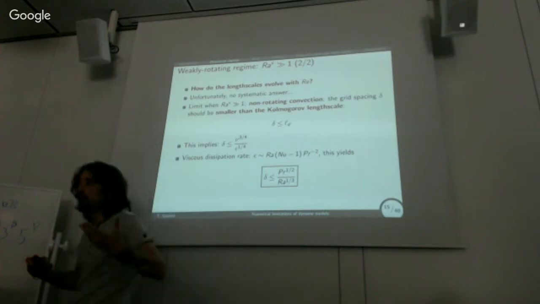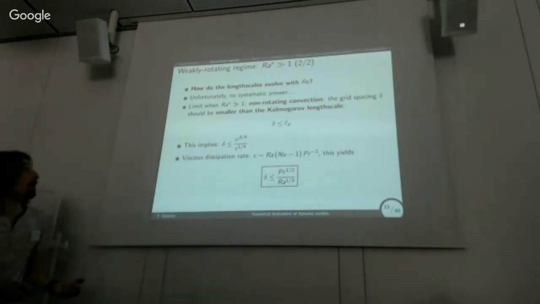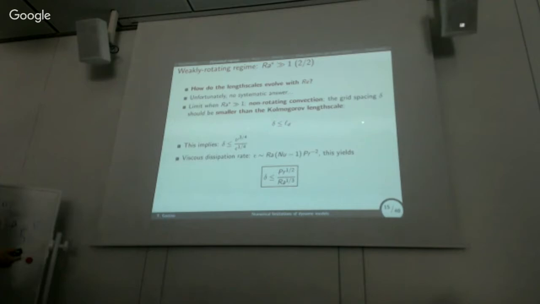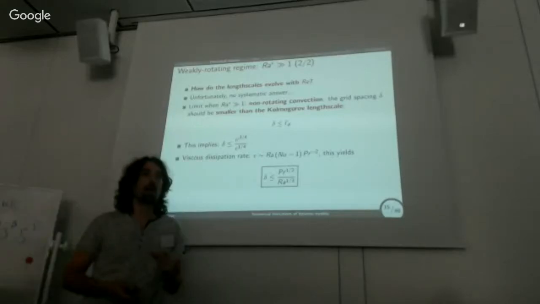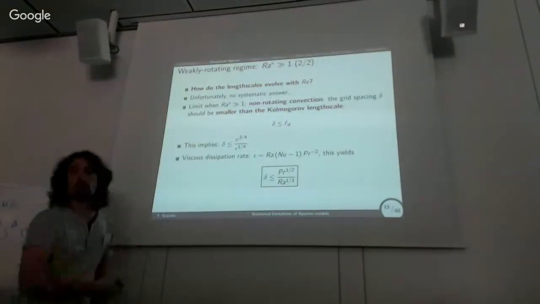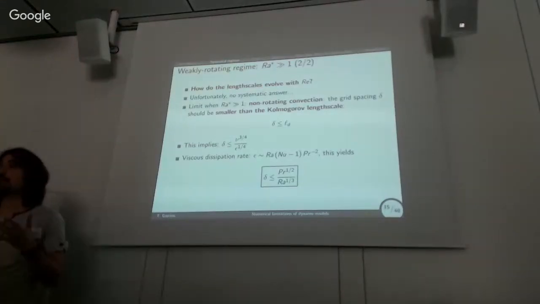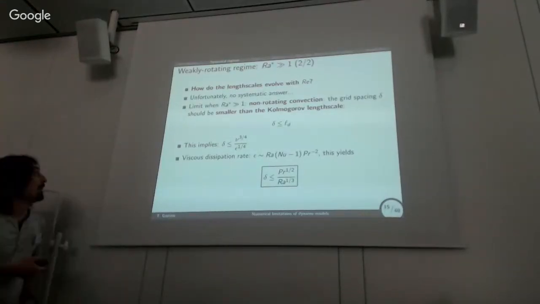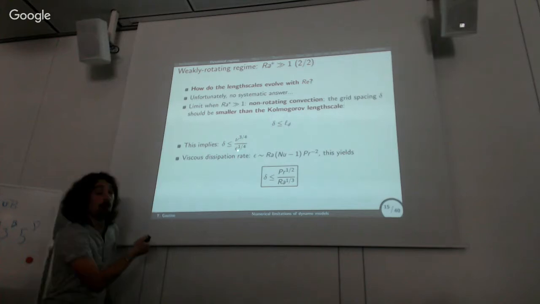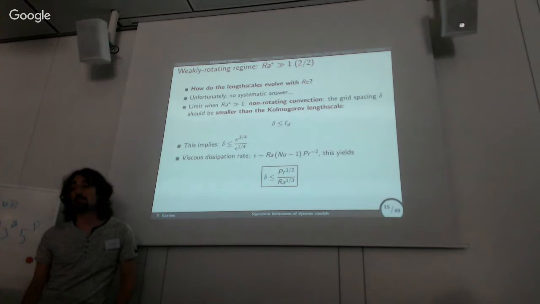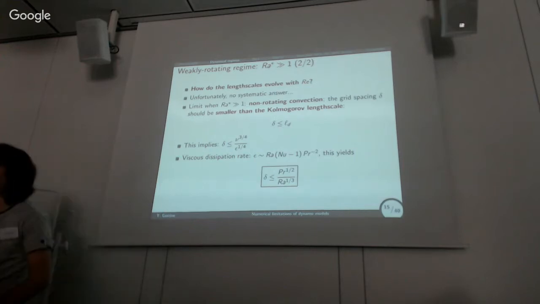So it's essentially a non-rotating system, if you want. And in that case, you can use as an upper bound that your typical grid spacing, or the spacing between two following points in your numerical domain, has to be smaller than the Kolmogorov scale, which is the typical dissipation scale of the system. And you can furthermore show that this Kolmogorov scale is equal to the ratio of the viscosity to the power of 3 over the viscous dissipation rate to the power of 1/4.